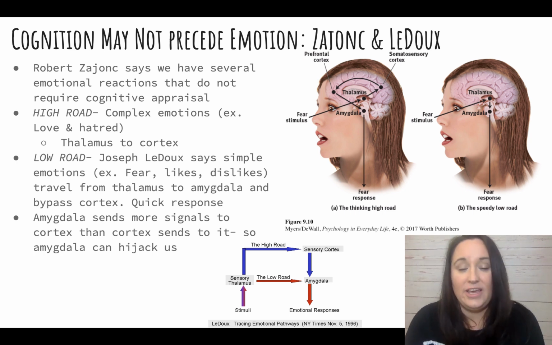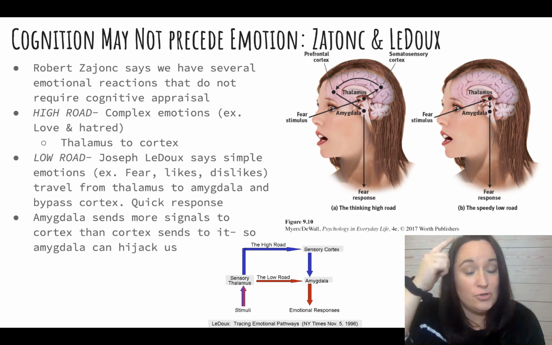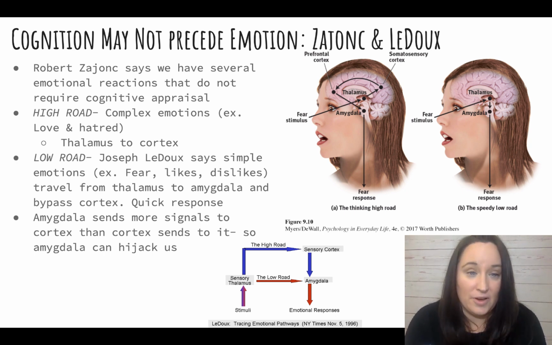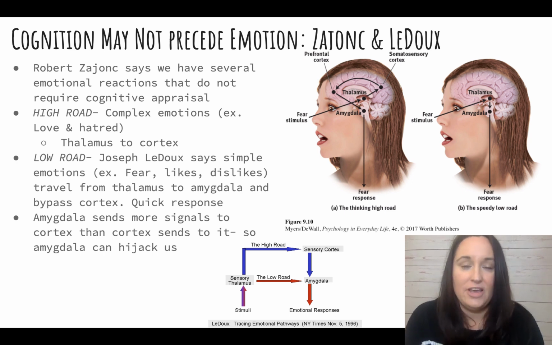The high road is when it goes from the thalamus to the cortex, right? So that's where we can have these conscious thoughts, and then the amygdala, and then we have an emotional response. The low road, though, and this is why they're saying cognition might not precede emotion, goes from the thalamus right to the amygdala. And so depending on the type of emotion, if it's a complex emotion, it's going to take the high road. Love or hate, for example, would be a more complex feeling that they say requires cortex involvement. But low road things like our fears, for example, just go right to the amygdala. There is no cognitive appraisal involved.